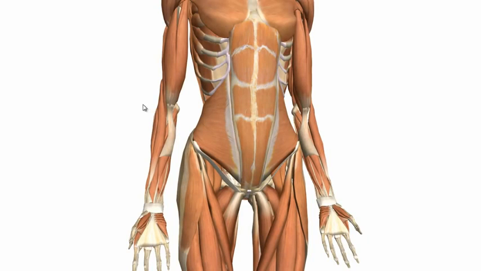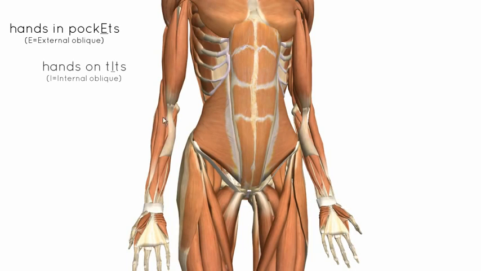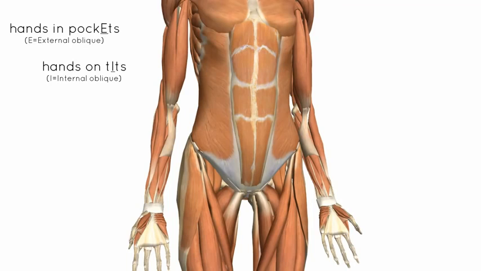One way of remembering the direction that the fibres are oriented is to use the mnemonic hands in pockets, hands on tits. So how does this help you remember? If your hands are in your pockets, imagine your hands like this. Pockets has the letter E in it for external oblique, so the direction of your forearm is the direction of the fibres, in this direction. So for the external oblique, you've got your hands in pockets, pockets has an E, external oblique, so the fibres are in the inferomedial direction.